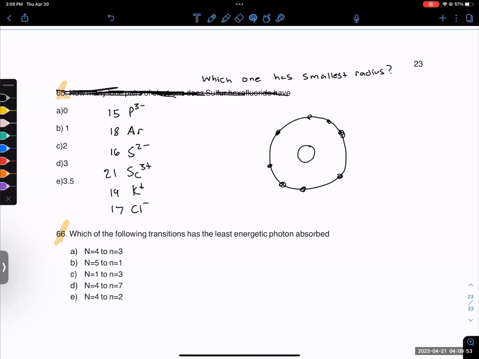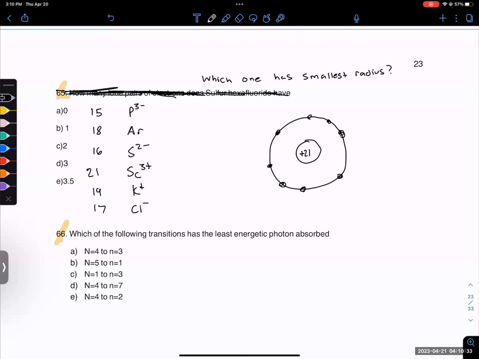Okay. Perfect. So if we can agree on that, then the one that has the greatest charge in the nucleus is going to have the smallest radius. So if we look at this column on the left, scandium has the greatest charge in the nucleus. It has 21 protons. That means it has a charge of plus 21. Let's just leave out units for simplicity, but let's say it has a charge of plus 21.